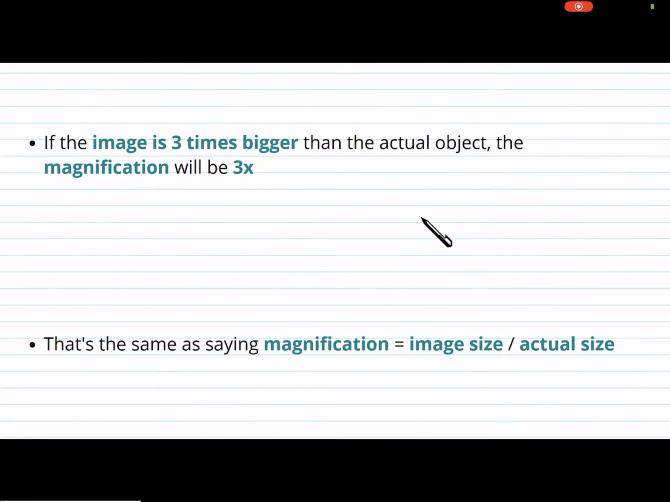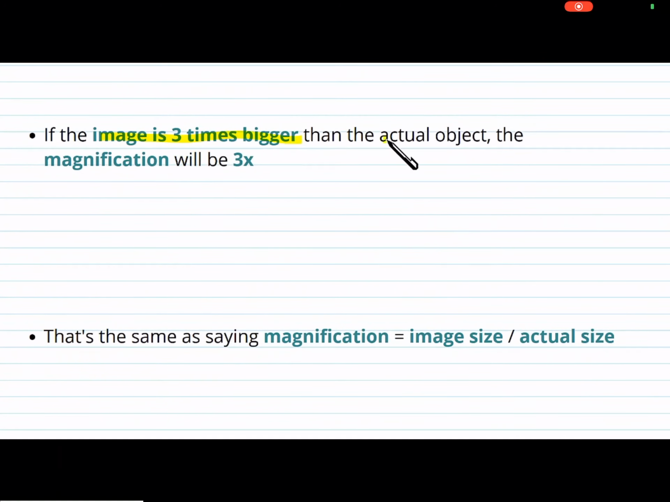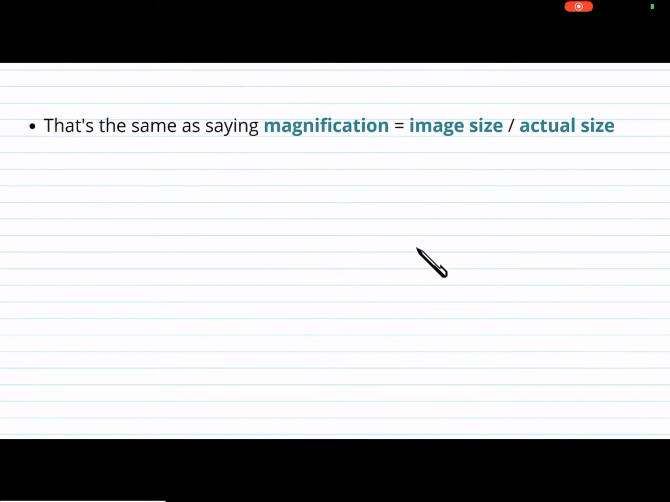And if the image size is 3 times bigger than the actual object, then the magnification is 3 times. So that means the image size would be of a particular length that was 3 times that of the actual size of the object, because that magnification is 3 times. So if it was 100 times, like in the previous question, there'd be 100 of these lined up in a row. So the image is 100 times bigger than the real thing. And that's the same as saying that the magnification is the image size over the actual size. It's just a factor of how much of the actual can you fit inside the image.